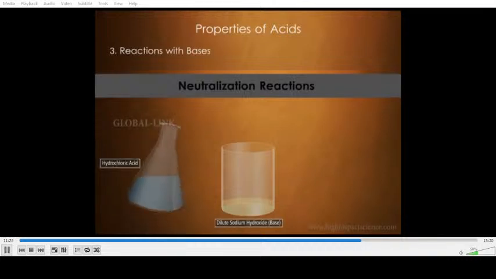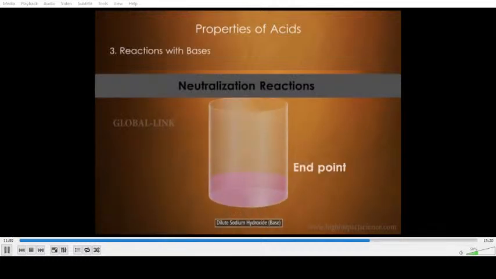Now we add a few drops of hydrochloric acid to the solution and stir continuously. We continue adding the acid drop by drop and keep stirring until the point where the color of the solution changes to pink. The change in color indicates that the added acid is just enough to neutralize the base. This is called the endpoint. During neutralization, the solution generates heat.